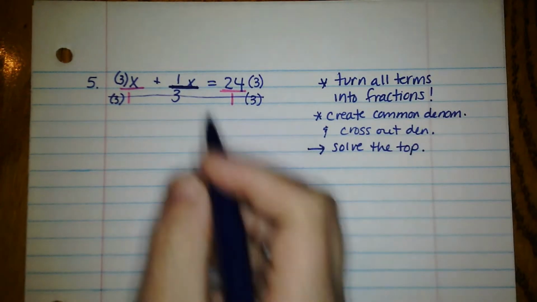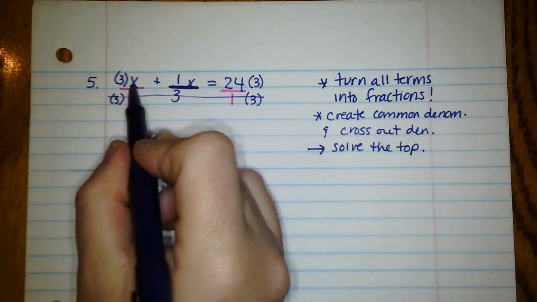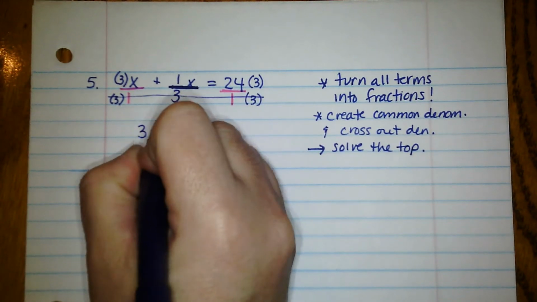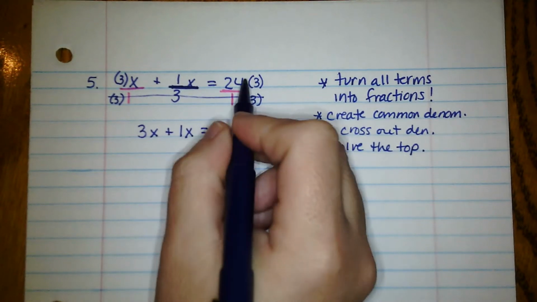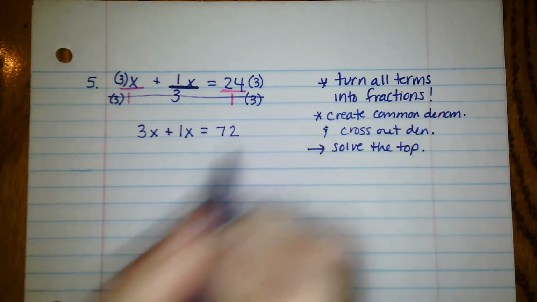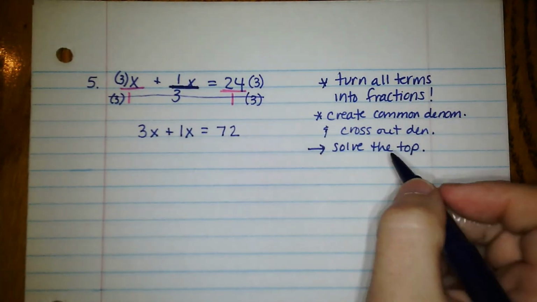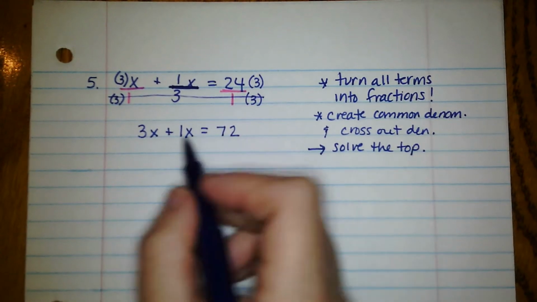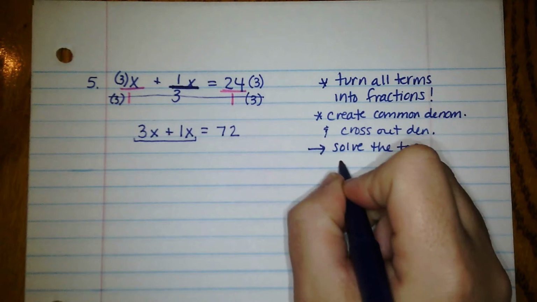Now be careful when you rewrite this equation, because this is 3 times x, which is 3x. This is 1x. We didn't do anything with that one. This is 24 times 3, which is 72. And in this case, when we're solving the top, what we need to do is combine like terms.